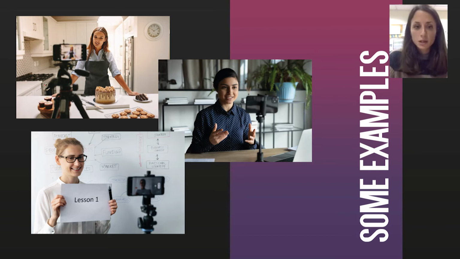Here are some examples. In the first picture, for example, you can see this girl. Probably she's a baker, and I can guess that in her video she's explaining how to cook that cake. So she set the table and she's recording in the kitchen. The location is linked to the content of her video, and there are sweets, the cake, and cookies. So it's clear the topic of the video.